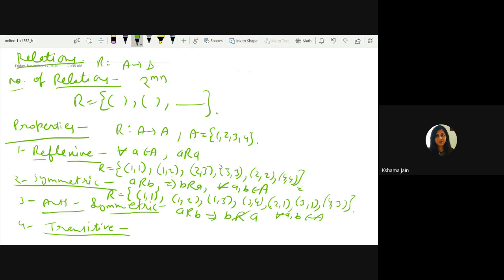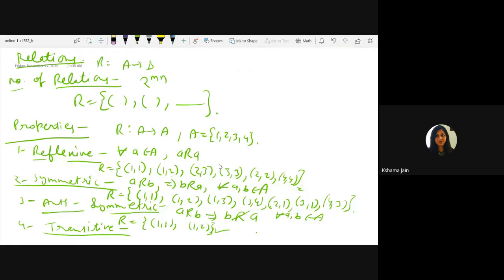That time it is antisymmetric. So for example, if I'm writing R as {1,1}, {1,2}, {2,1}, this is not antisymmetric. Why? Because (2,1) is there. So if I remove this (2,1) and write it like this, now this is antisymmetric. Okay, (1,2) is there, but (2,1) is not there.